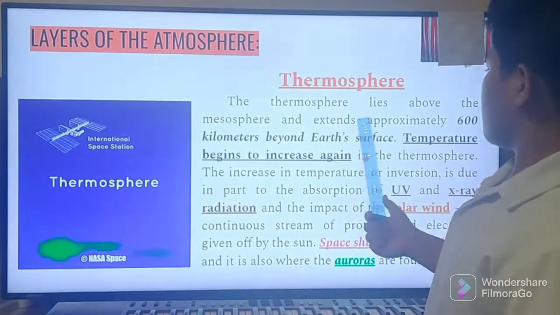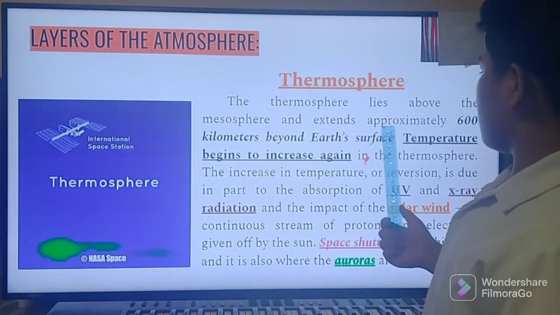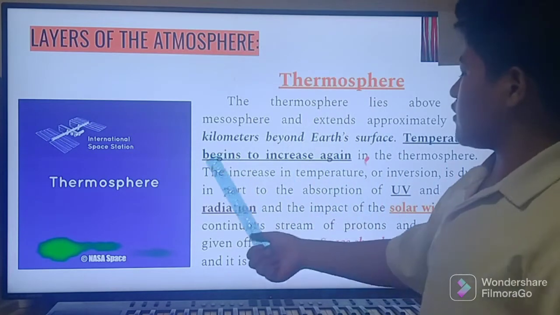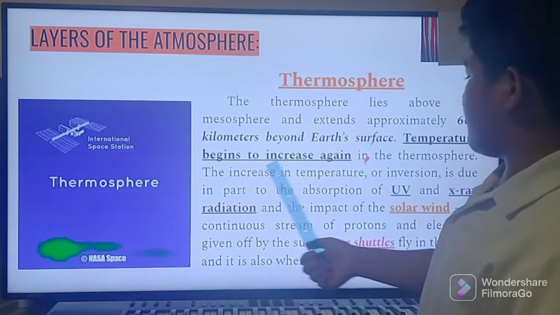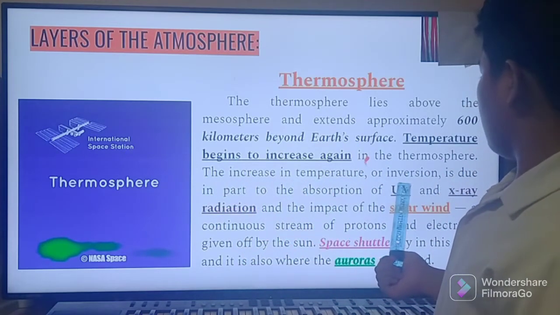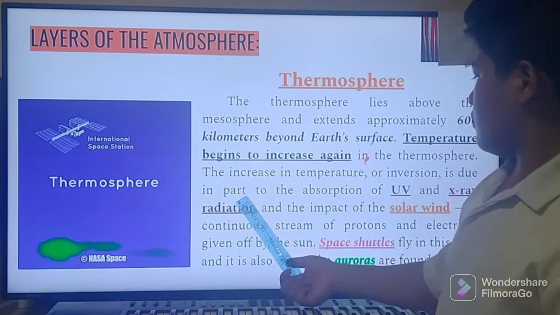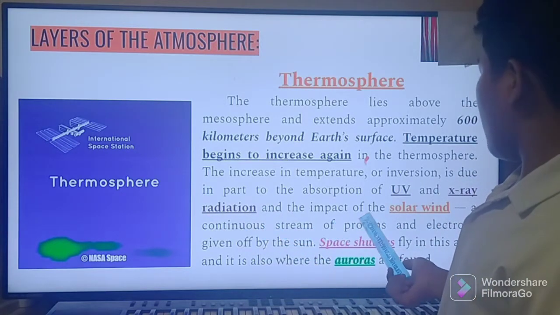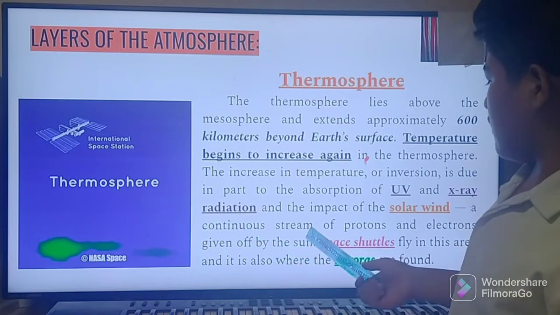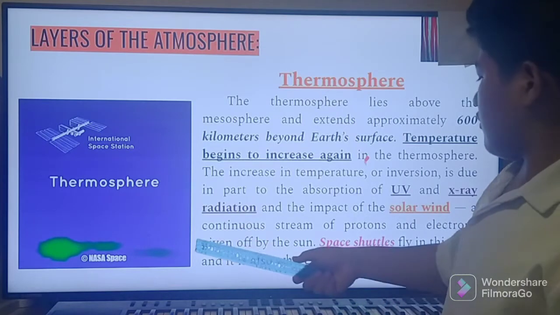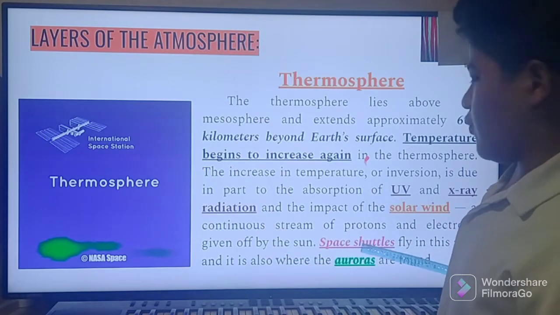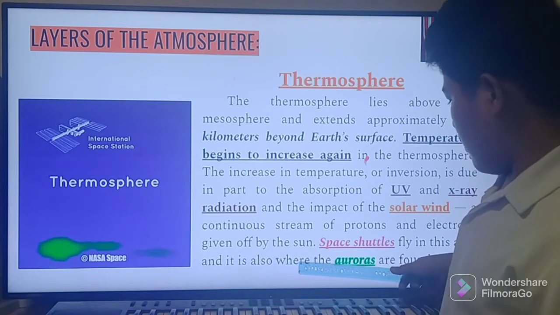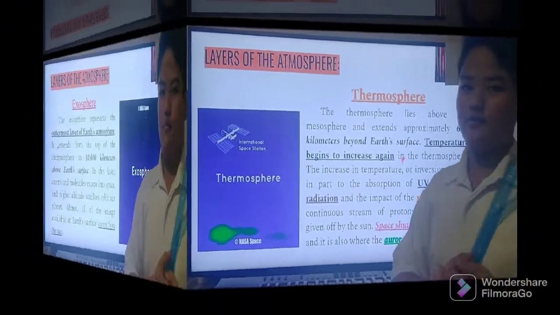Thermosphere. The thermosphere lies above the mesosphere and extends approximately 600 kilometers beyond Earth's surface. Temperature begins to increase again in the thermosphere. The increase in temperature, or inversion, is due in part to the absorption of UV and X-ray radiation and the impact of the solar wind, a continuous stream of protons and electrons given off by the sun. Space shuttles fly in this area, and it is also where the auroras are found.